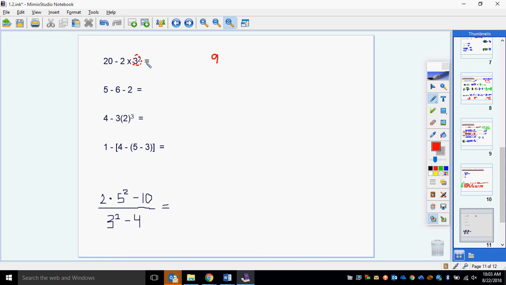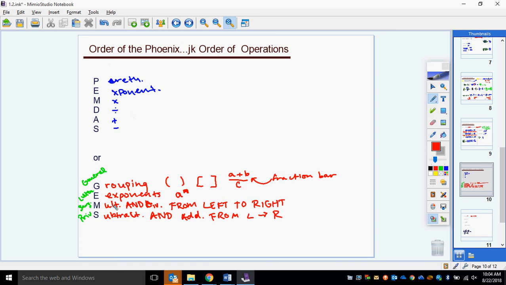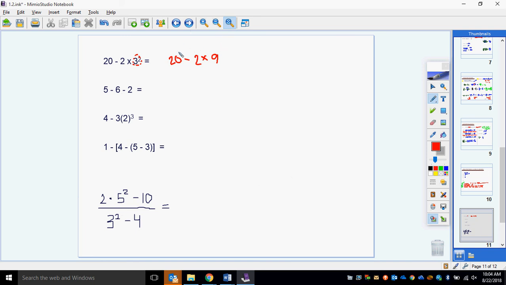Now, everything that I haven't used, I want to just copy over. So I haven't used the 20, the minus sign, the 2, or the multiplication sign. So I did the exponents. Now I'm on the sergeant level, level 3. Multiplication and division from left to right. Do I have any multiplication or division? Yes, I do, right here. So I want to do 2 times 9, and I get 18. I haven't used the 20 or the minus sign, so I copy them over. Now I'm ready to do the last step, subtraction. 20 minus 18 is 2.